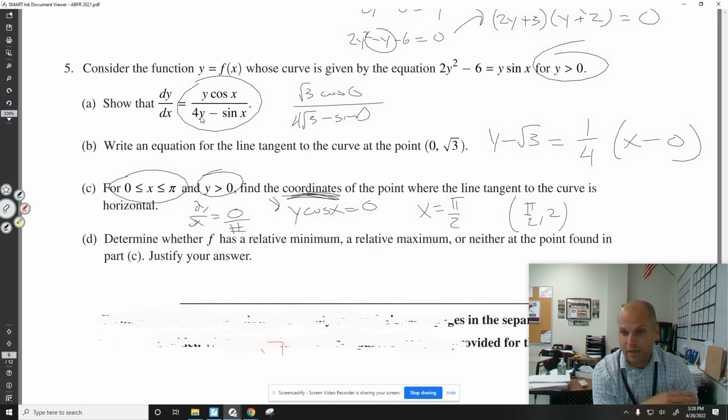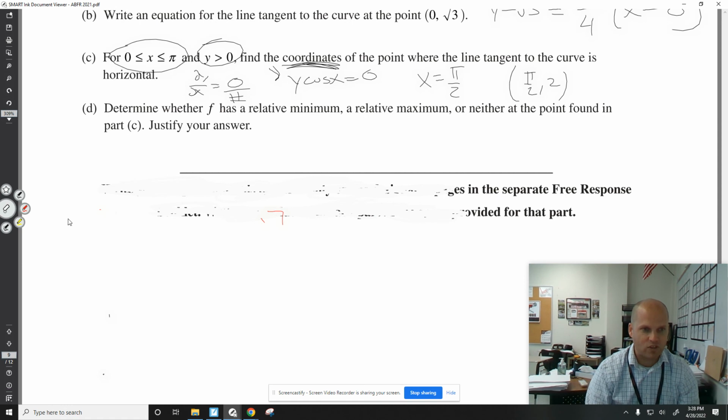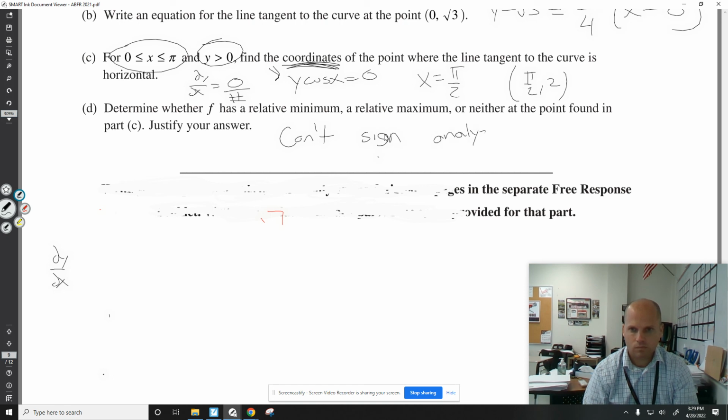If y's were bigger than 1, I would know that 4y minus sine x is always positive. But since y could be like 0.00001 minus sine, all of a sudden that could be positive or negative. So what we have to do is take our derivative and look at the second derivative, because you can't sign analyze dy dx with x's and y's.